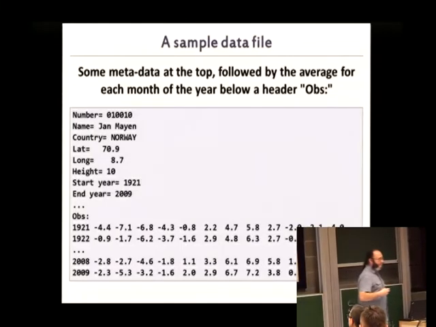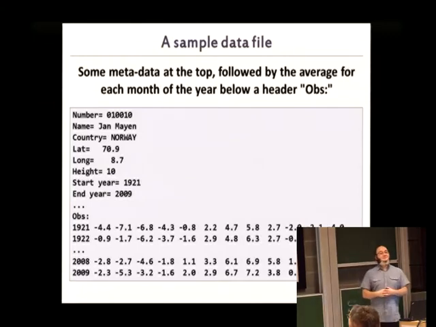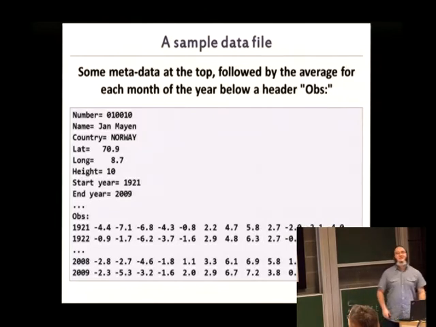So this is the kind of thing that you get. Does anyone know where Jan Mayen is? It's an island. About where? Norway. Yes, it's a Norwegian island. And that's actually a very, very long way from Norway. It's in the middle of the Atlantic.